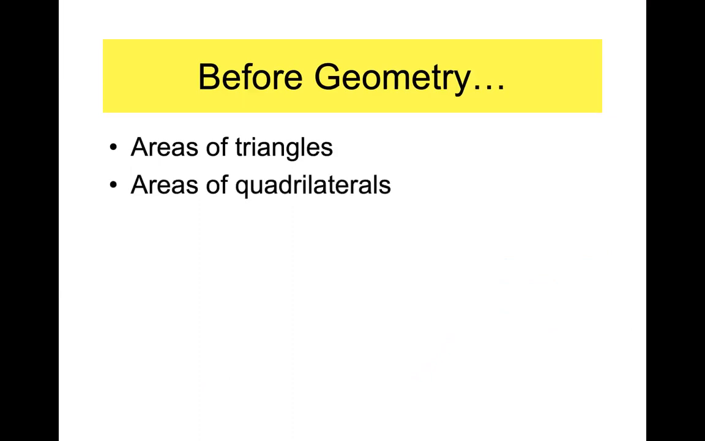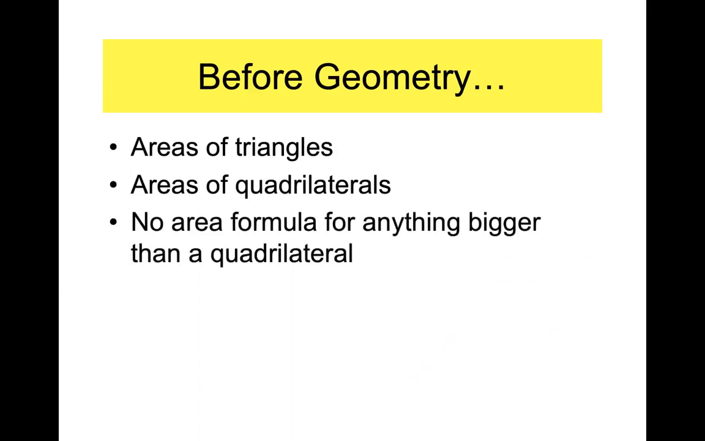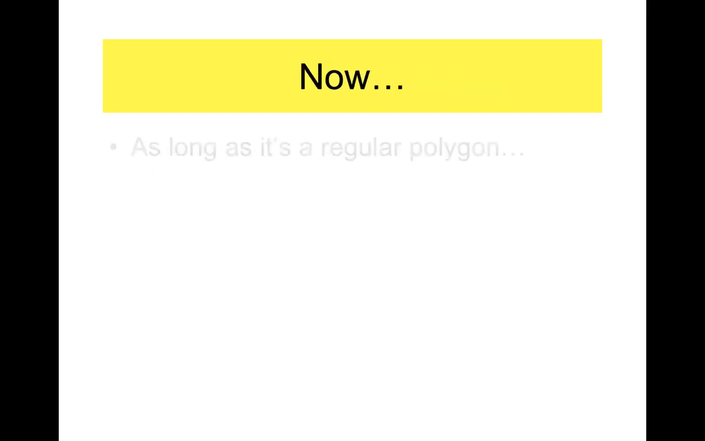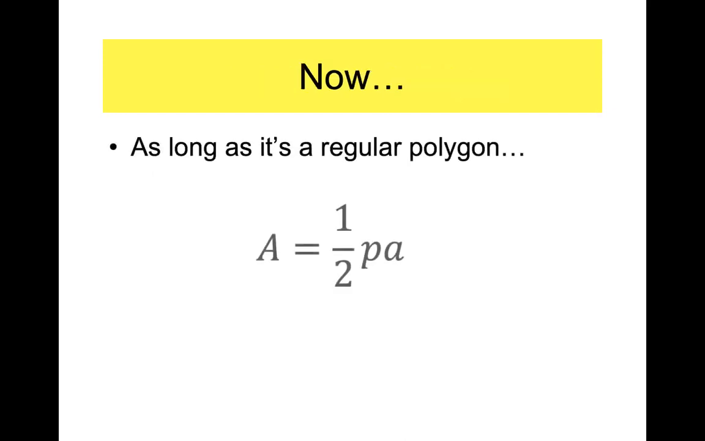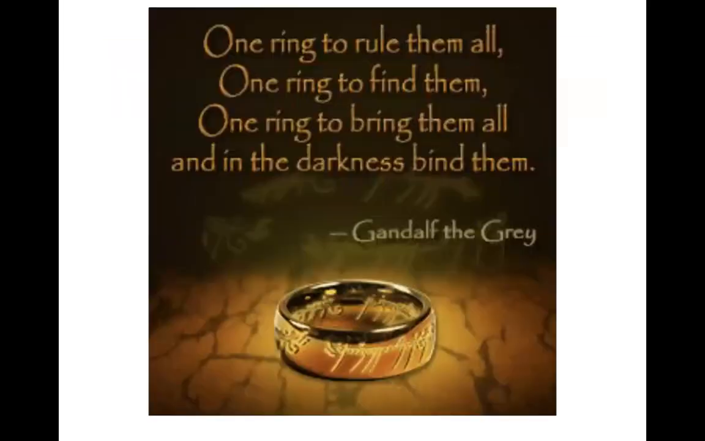Before geometry, areas of triangles, we did areas of quadrilaterals, right? Remember, this is from, let's say, 9th grade on, before that. So from K through 9, you probably did area first sometime around the 4th grade. You've never calculated area for anything larger than a quadrilateral. And now we have formulas for everything as long as it's a regular polygon. All right, that's our formula, 1/2 PA.